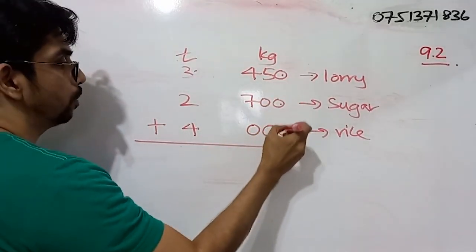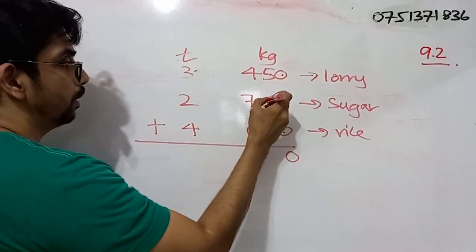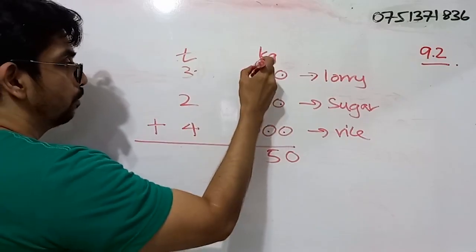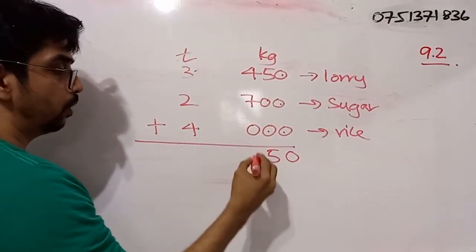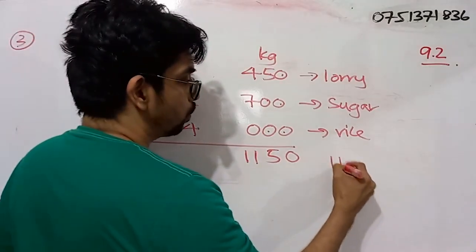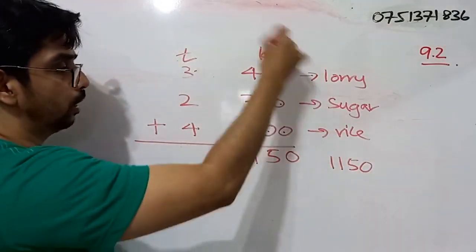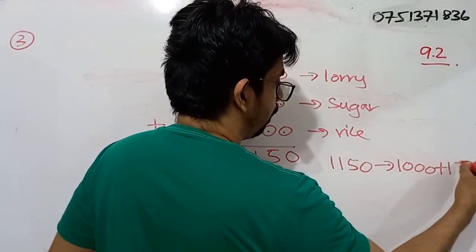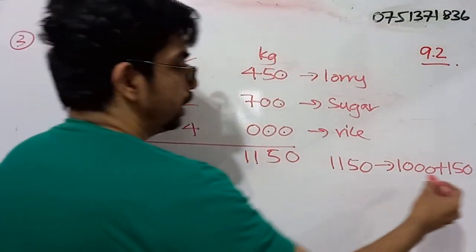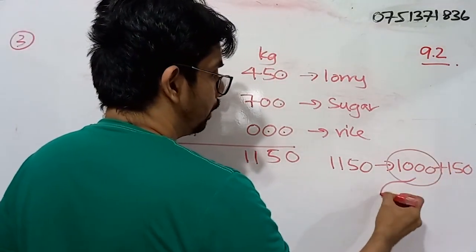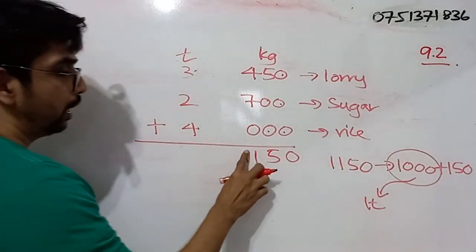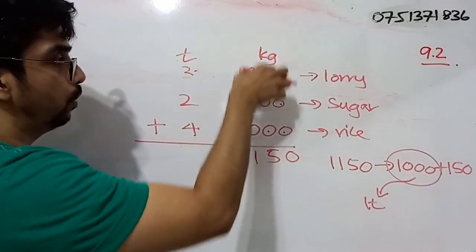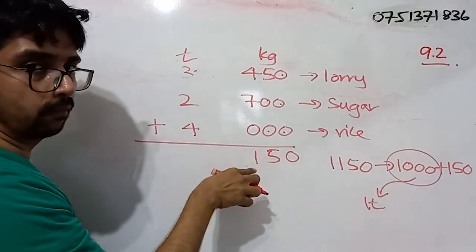So 0 plus 0 plus 0, that's a 0. 5 plus 0, that is 5. Again 5 plus 0, that is 5. 4 plus 7, that is 11. 11 plus 0, that is again 11. But 1150, we cannot write under the kilograms column. So we will break this into 1000 and 150. All these are kilograms, so we can convert this into a ton. The value we can write under the kilograms column is 150.